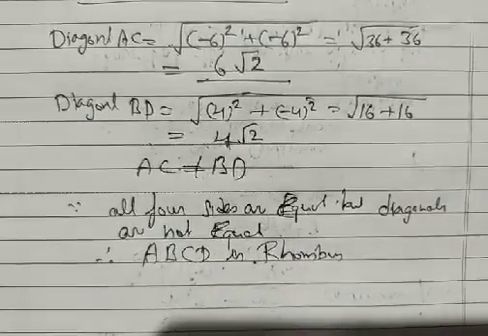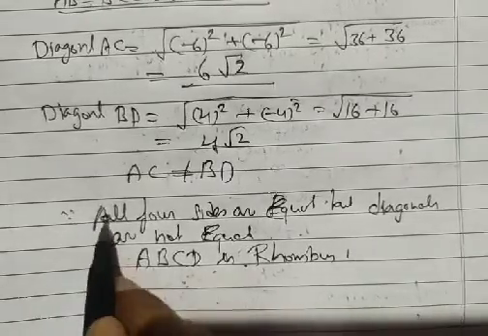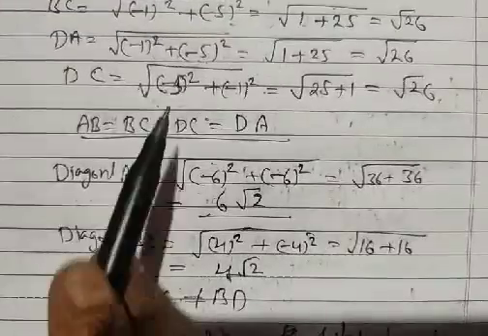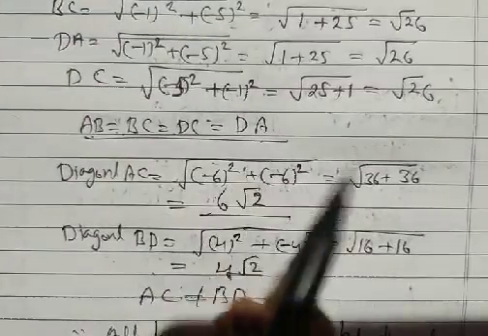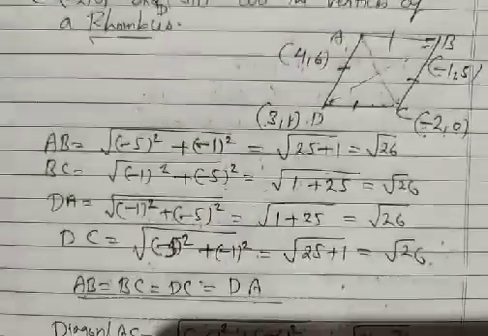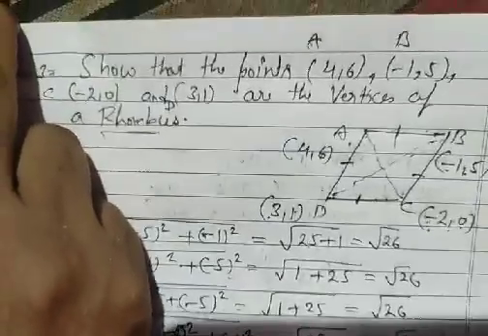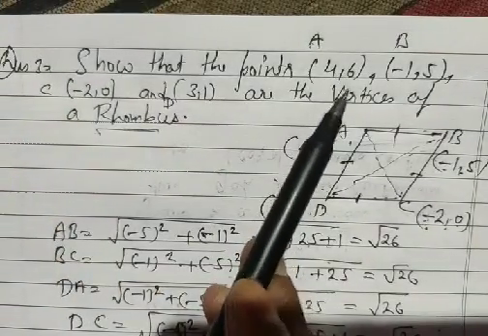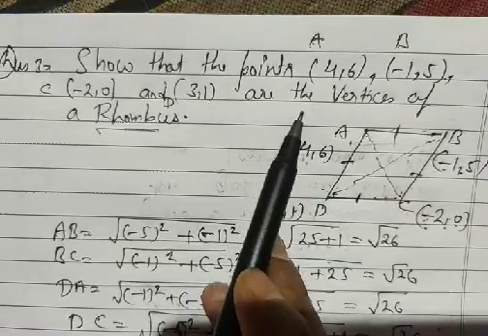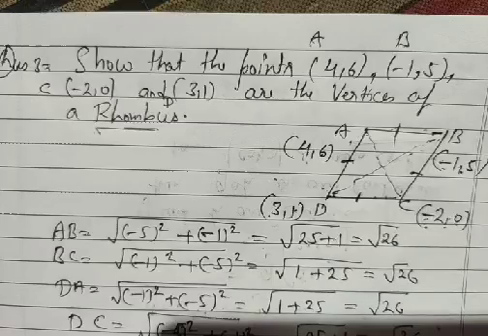And our ABCD is a rhombus. What we saw there? We saw here all 4 sides are equal. So here our 4 sides are equal: AB equal to BC equal to DC equal to DA. And we are showing that our diagonals AC and BD are not equal. Since in this figure our 4 sides are equal but our diagonals are not equal, hence the given vertices are the vertices of a rhombus, because its sides are equal but its diagonals are not equal.